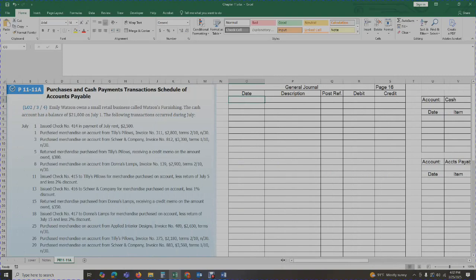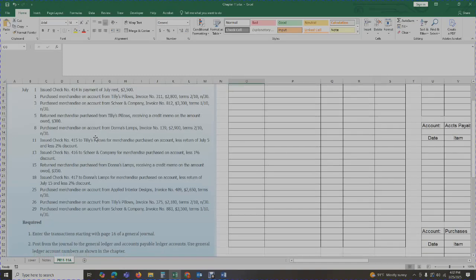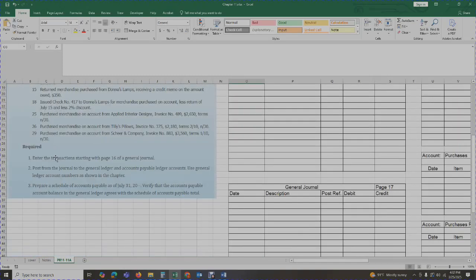Okay, so the problem reads as follows. I'm going to go through it quickly because a lot of the entries are very similar in nature. You'll see that they're just repeating themselves. Emily Watson owns a small retail business called Watson's Furnishing. The cash account has a balance of $21,000 on July the 1st. The following transactions occurred during July. Then we have a list of transactions. We are required to enter the transactions starting on page 16 of the journal. We have 2 pages of journal.